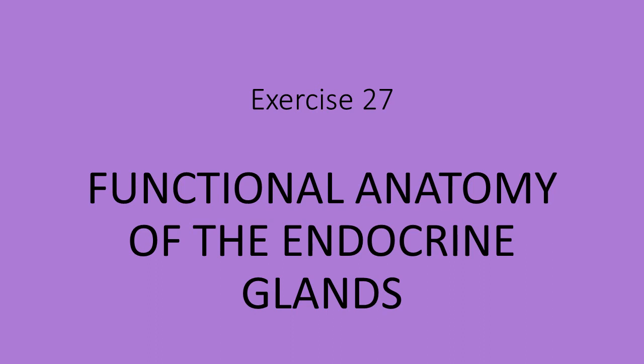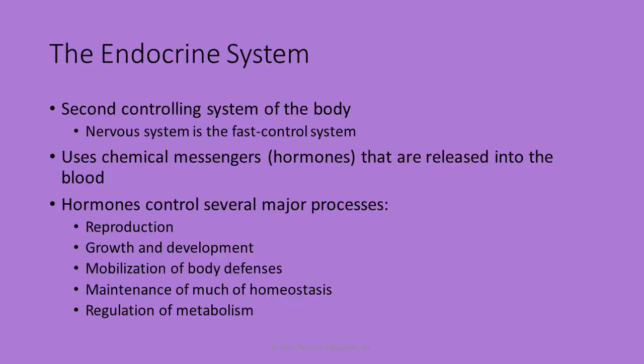This is exercise 27. It's dealing with the endocrine system. The endocrine system is one of your communication systems. The other one is your nervous system. The nervous system tends to have a very quick response, very short-lived, however. The endocrine system is going to be slower to respond to stimulus, but the response is going to be much longer lasting. It uses hormones.